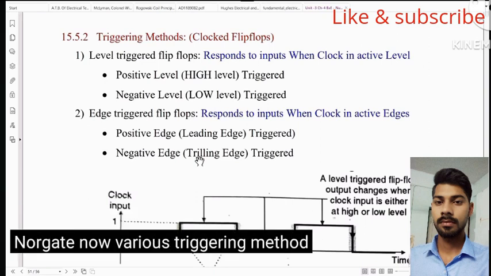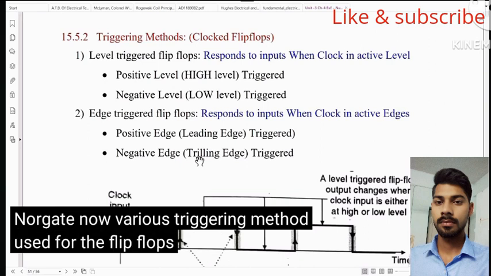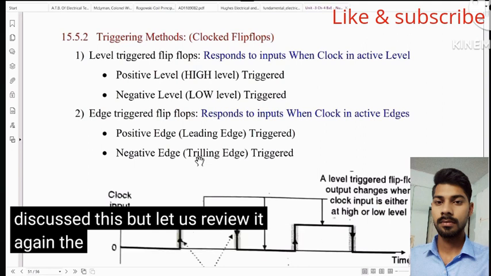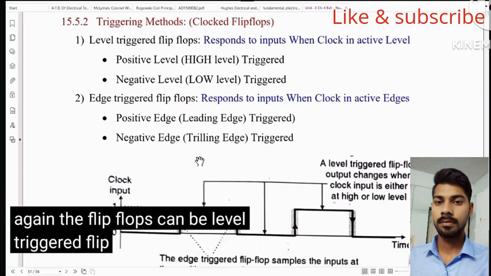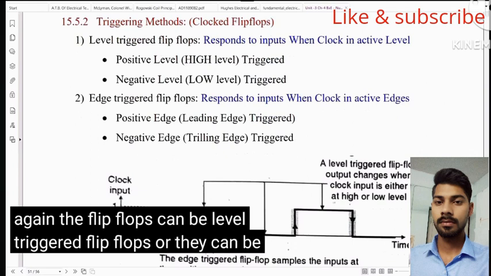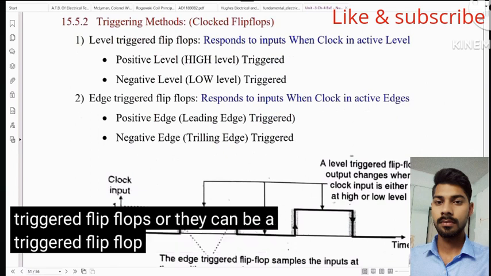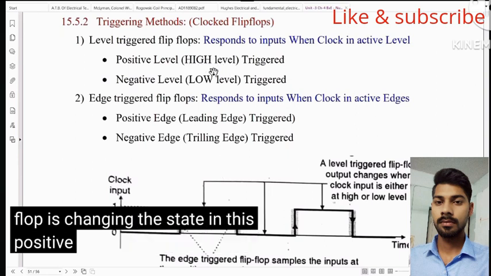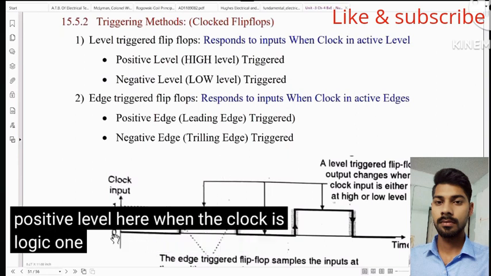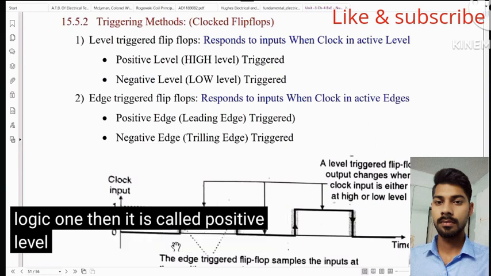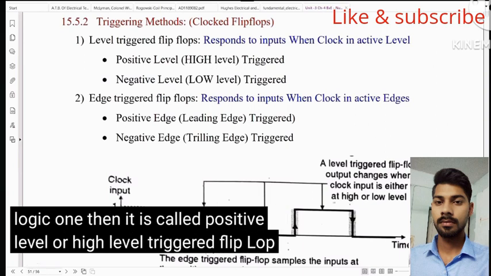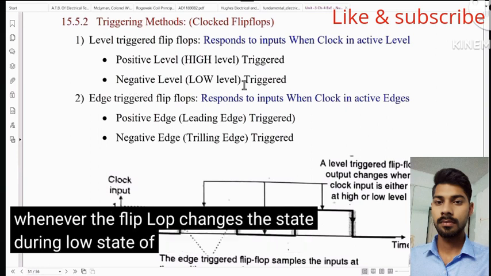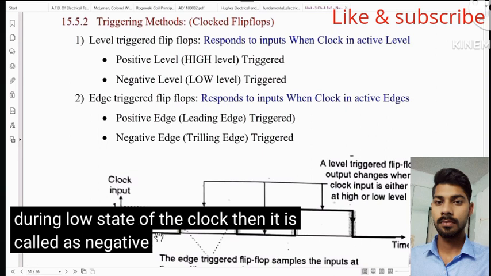Now, various triggering methods used for the flip-flops. We have already discussed this, but let us review it again. The flip-flops can be level triggered flip-flops or they can be edge triggered flip-flops. If the flip-flop is changing the state in the positive level, when the clock is logic 1, then it is called positive level or high level triggered flip-flop.